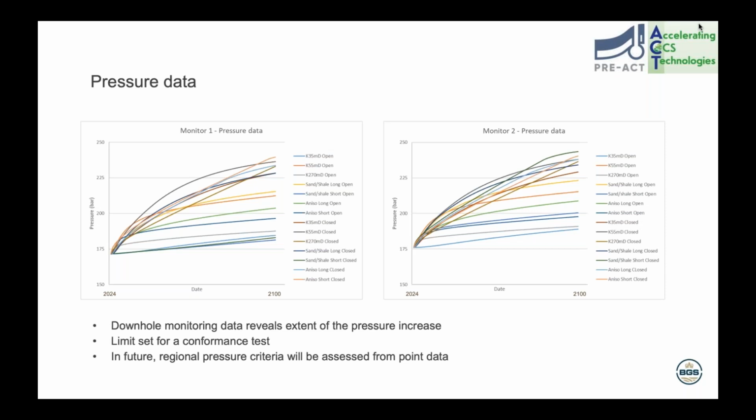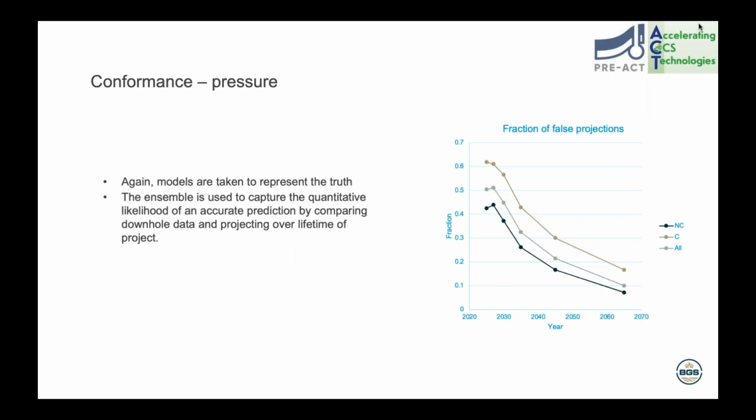Next slide. And if we take these models, or a single one of these models to represent the truth, and base that assessment on comparing that model against the other models, we can capture the quantitative likelihood of an accurate prediction by comparing the downhole data and the associated uncertainty over the lifetime of the project. And again, we see that the fraction of false positives drops with time. That allows operators to define their own acceptable risk in a quantitative way. Final slide, please.